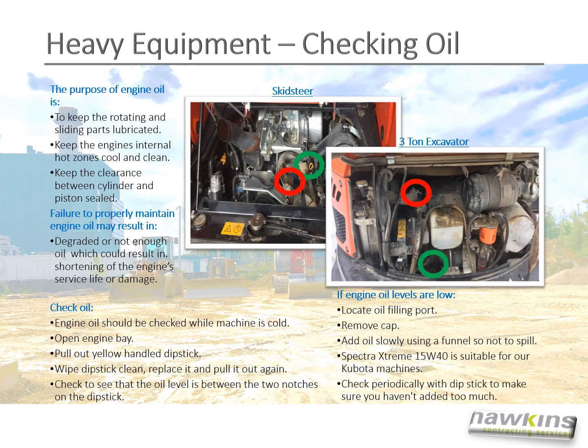Checking oil. Engine oil should be checked while the machine is cold. Open the engine bay, pull out the yellow handle dipstick, wipe the dipstick clean, replace it, and pull it out again. Check to see if the oil level is between the 2 notches on the dipstick. If engine oil levels are low, locate the oil filling port, remove the cap, add oil slowly using a funnel so as not to spill. Check periodically with the dipstick to make sure you haven't added too much.